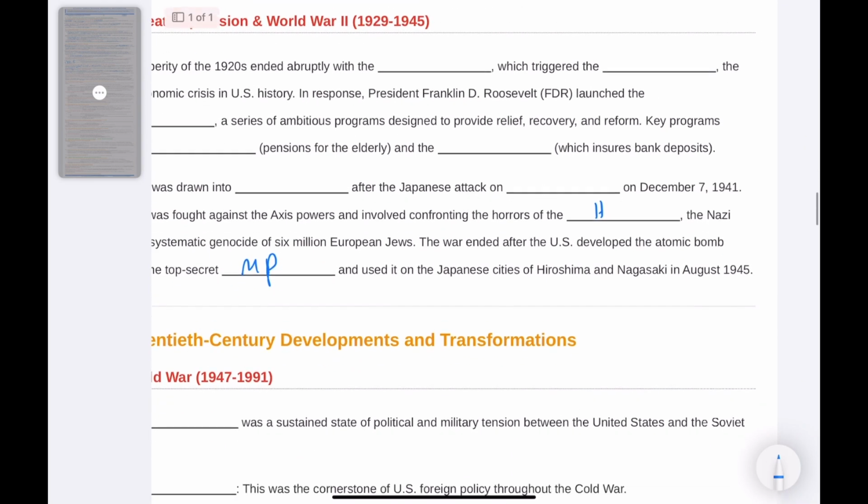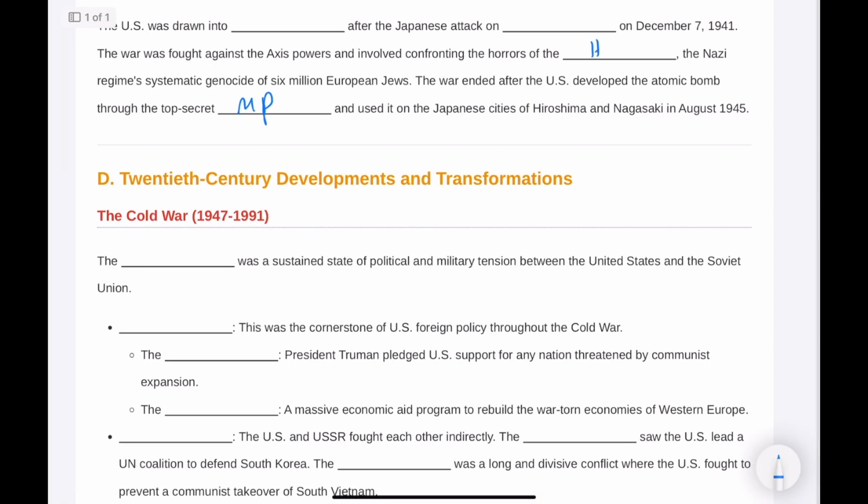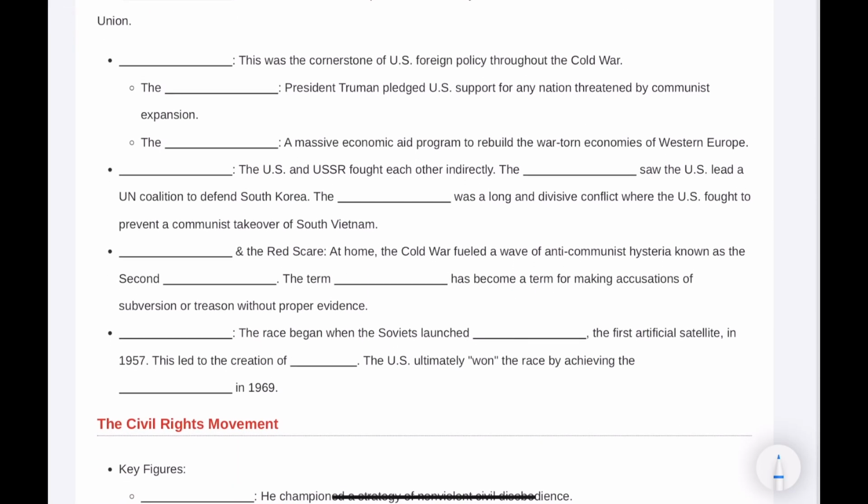All right, next up, we are going to the 20th century developments and transformations, starting with the Cold War. The Cold War was a sustained state of political and military tension between the U.S. and the Soviet Union. Looks like we have some more blanks here. This was the cornerstone of U.S. foreign policy. So the cornerstone of foreign policy is called the containment policy.